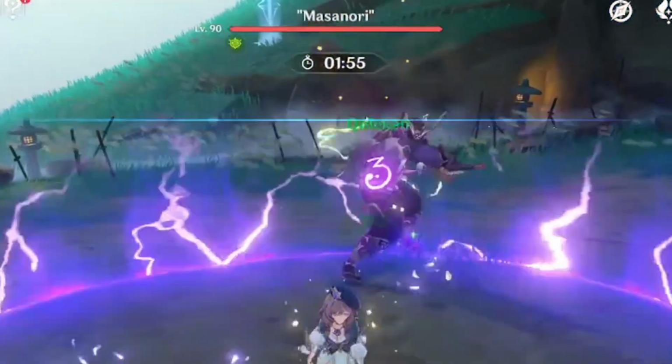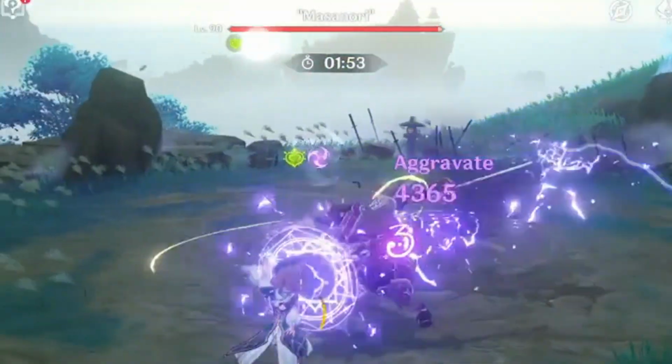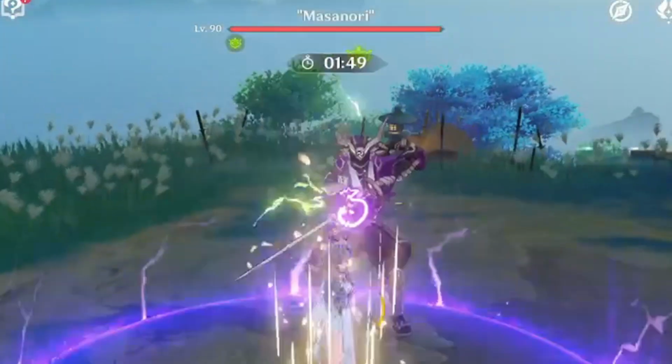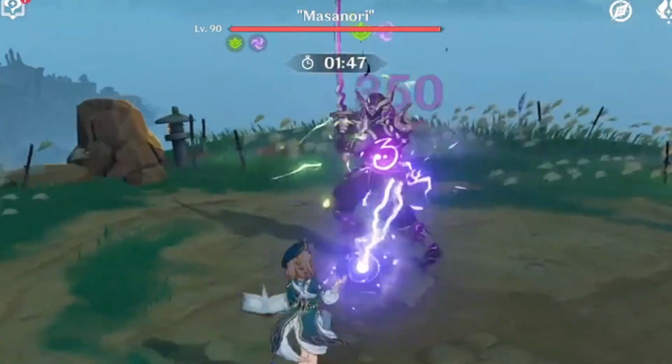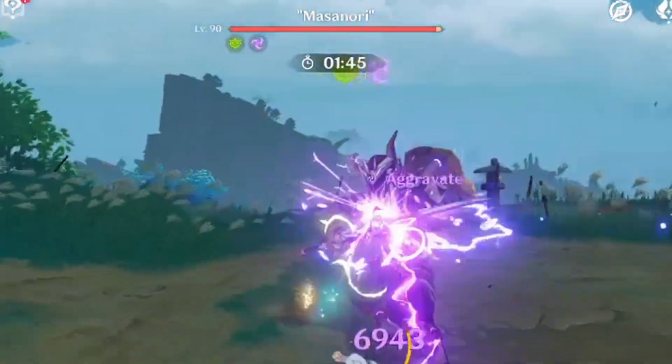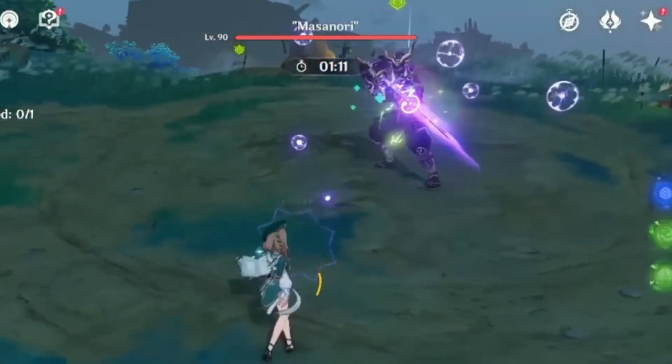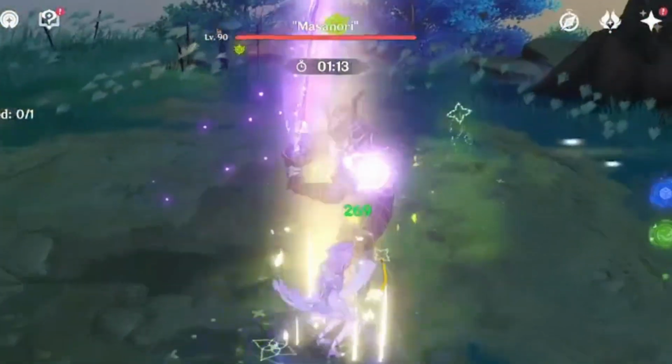Quicken is the reaction between Electro and Dendro. Applying Electro onto Dendro or Dendro on Electro will trigger the Quicken reaction. When Quicken is applied, the Electro application involved to trigger it will be consumed, and Quicken will now act as a Dendro aura on the enemy.